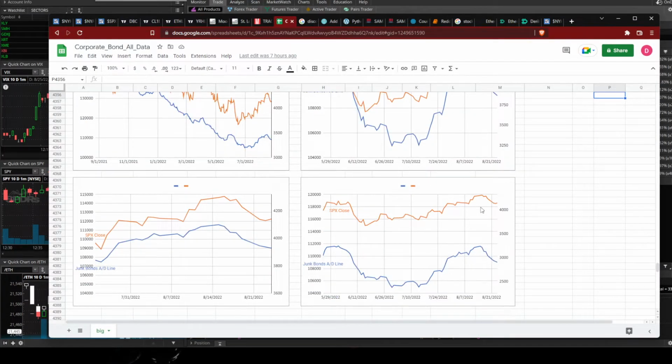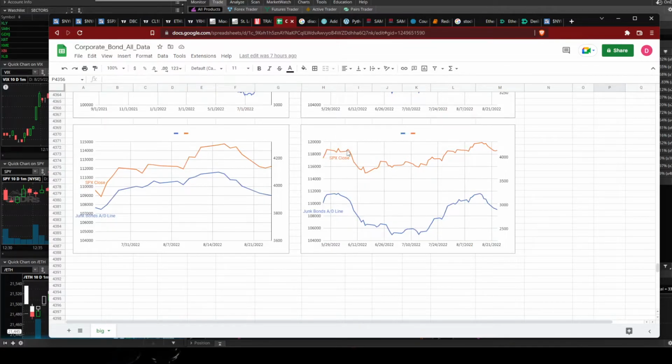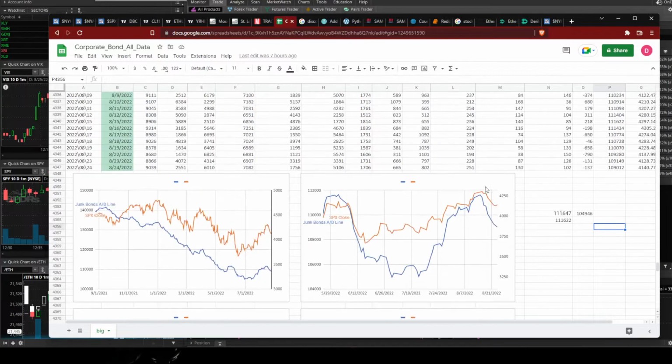All right, same thing with our junk bonds AD line. We're actually starting to see not only midterm divergence, which I pointed out earlier. Remember how I pointed out that in the 3-month, this was an upward sloping line, whereas in our junk bonds AD line, it's a downward sloping line. Okay, this is a slightly downward sloping line. On the S&P 500, it's an upward sloping line. So now we have a midterm divergence, but we also have a short-term divergence.